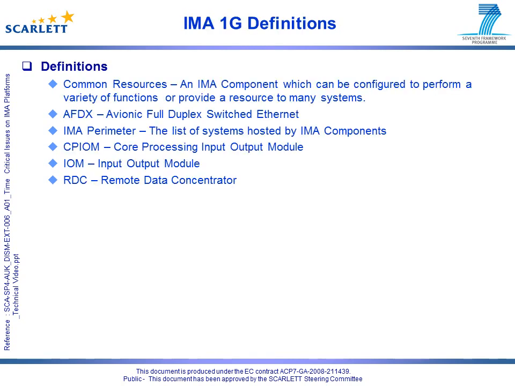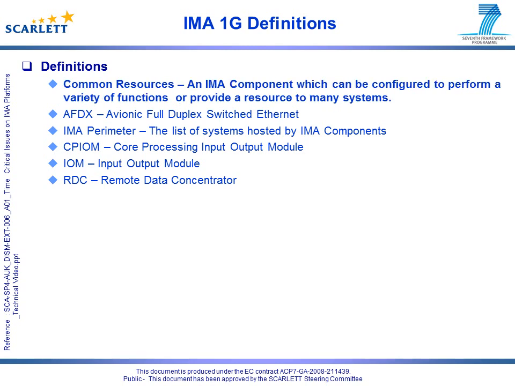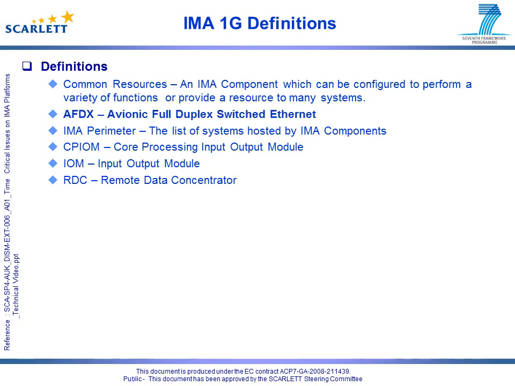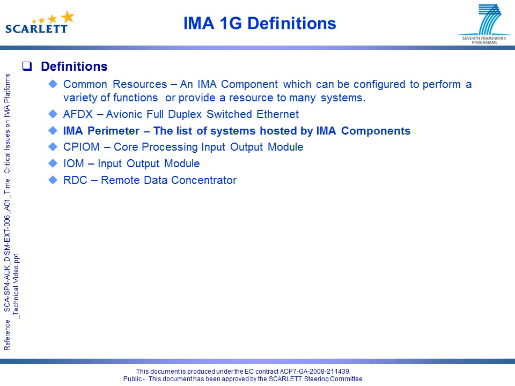This slide is to introduce some of the terms or definitions applicable to IMA 1G. Common resources. This refers to the provision of a common LRU, which has the ability to fulfill multiple functions, for example, CPIOM. This is one of the key means to provide a cost-effective avionics solution. AFDX, Avionic Full Duplex Switched Ethernet. IMA Perimeter. This refers to the list of systems which are hosted by IMA resources.